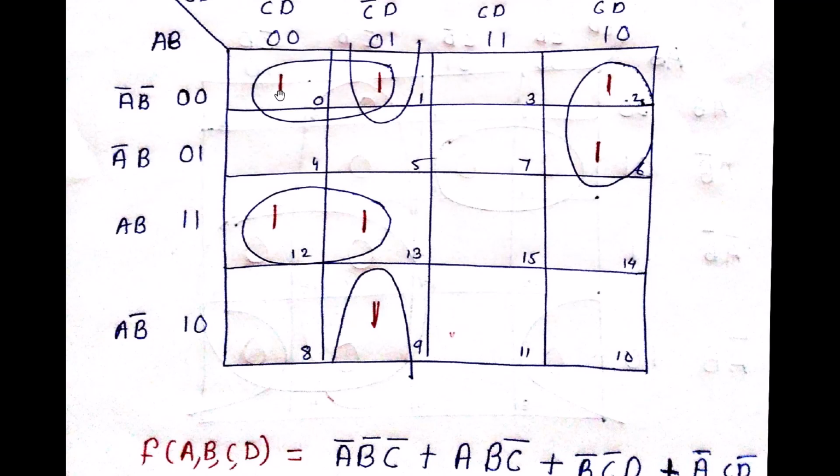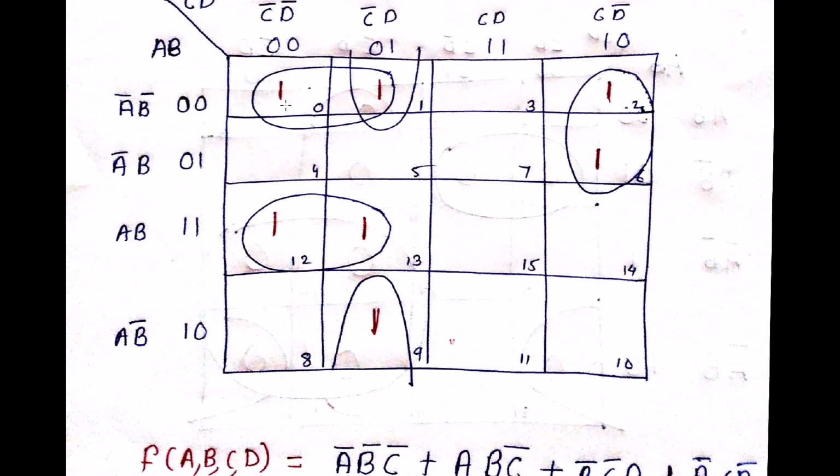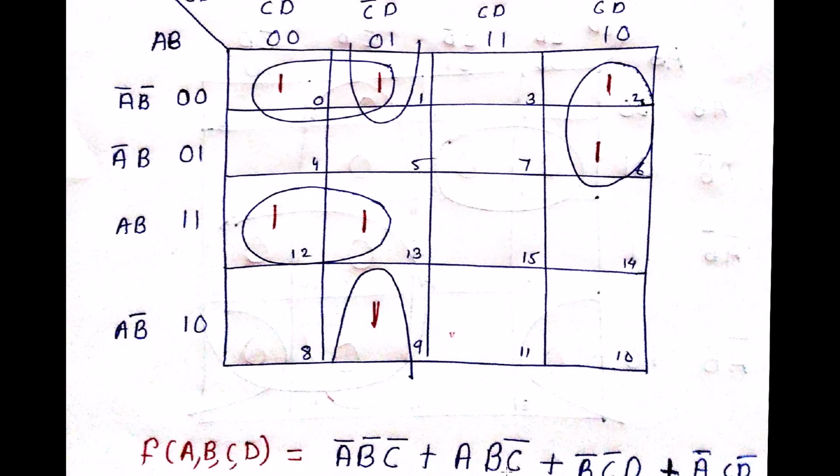See over here. For this particular 1 and 1, we have A bar, B bar from this row, and from this column, only C bar is constant. Hence, we have A bar, B bar, C bar, plus we have, for this particular one, AB, again C bar constant in both this column, hence we have A, B, C bar.